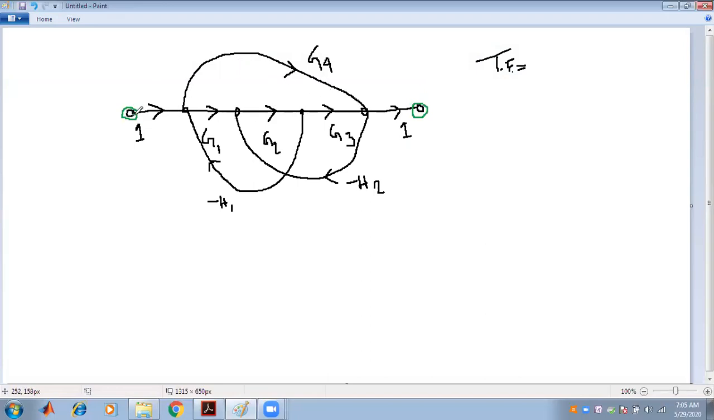So we have seen that we have forward paths. One is this, and another is this one. And another forward path is this one.